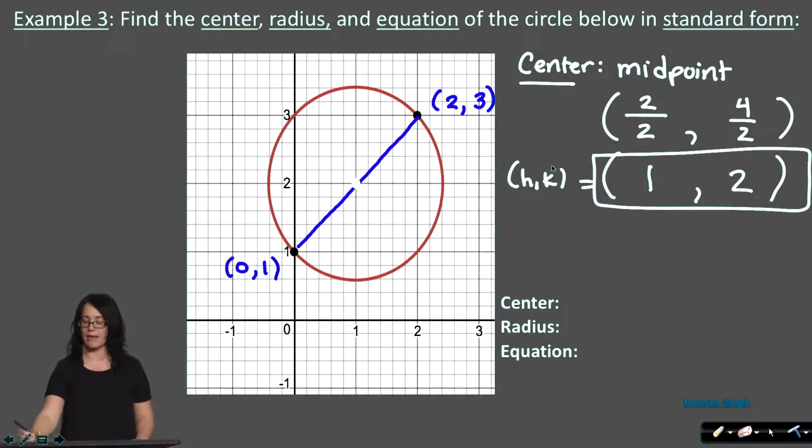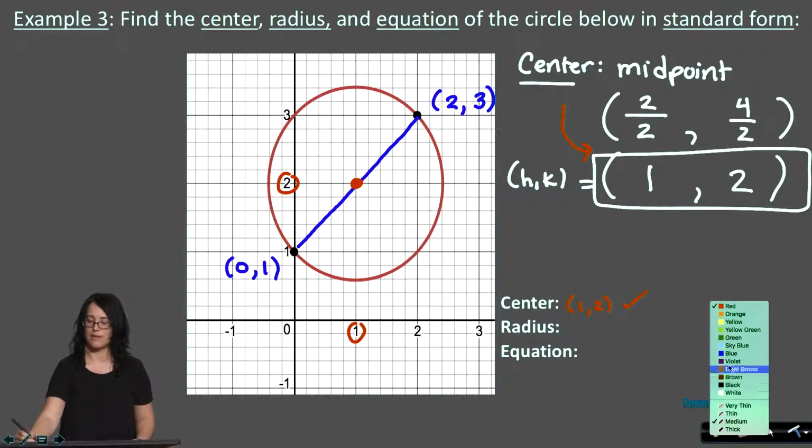And check that out. That actually makes a lot of sense if you look at our graph. When x is 1, when y is 2, that does in fact appear to be our center. So we have our center at (1, 2). So we can answer that part of the question. Good job. What about the radius? What do we do to find the radius of the circle? That's right, we would need the distance formula here.